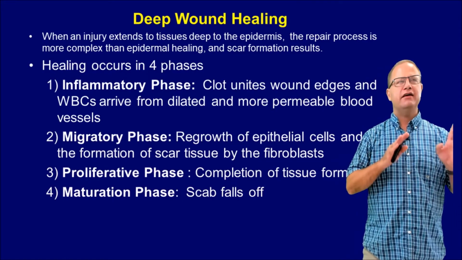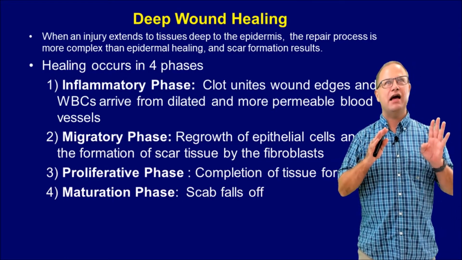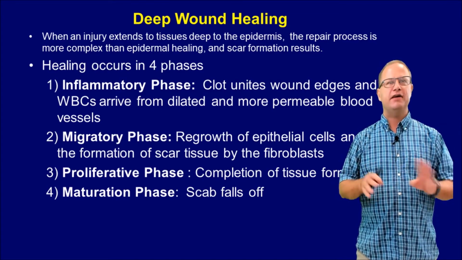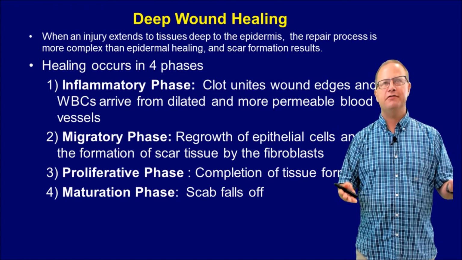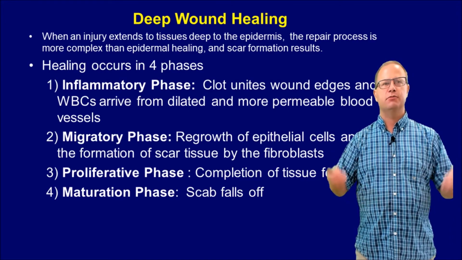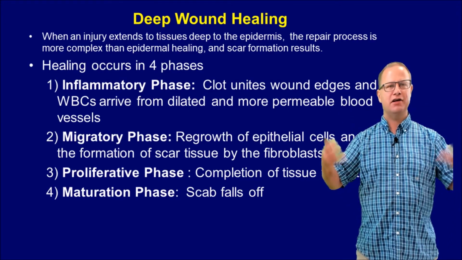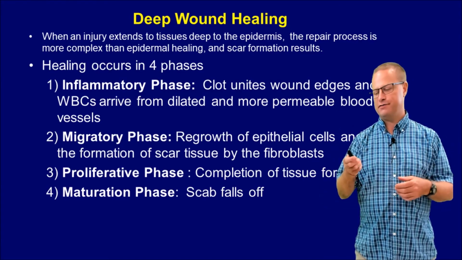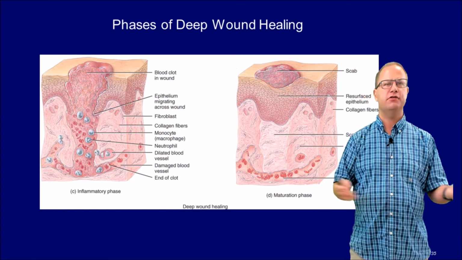Now, deep wound healing is a little bit different. Deep wound healing involves not just the epidermis, but the dermis and maybe even the hypodermis. So there's 4 different phases here: an inflammatory phase where there's inflammation, there's a migratory phase where those epidermal cells are migrating and also our fibroblasts are moving in. We have a proliferative phase when the connective tissue has already formed a scab, and then we have a maturation phase where the scab actually falls off. Okay, so rather than showing those 4 phases, we're just going to show the beginning and the end.